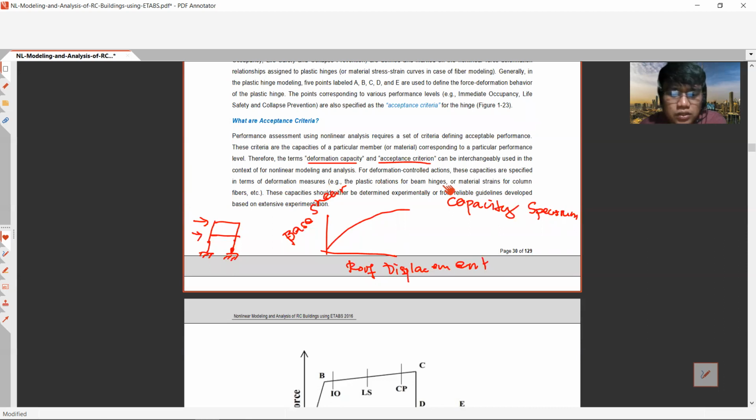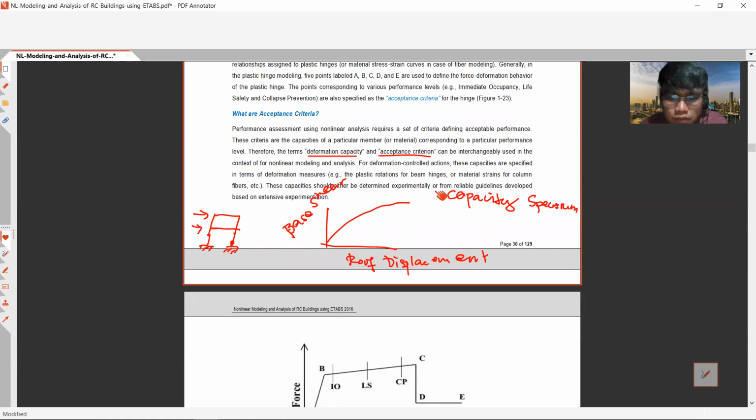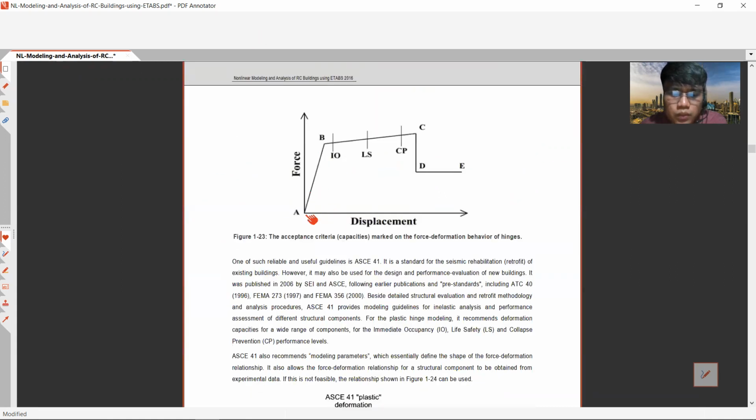So for force-deformation controlled actions, the capacities are specified in terms of deformation measures, so the plastic rotation for beam hinges or the material strains for the columns and the fibers. Okay, so this capacity should either be determined experimentally or from reliable guidelines developed based on extensive experimentation. One such reliable and useful guideline is in the ASCE 41.